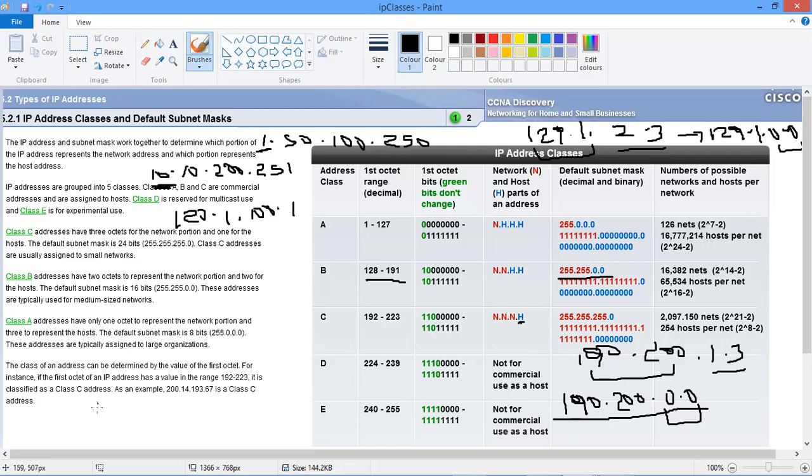Then class C is any IP address that starts from 192. Anyone that starts from 192 dot anything. As far as you start from 192, you can see 192.168.1.2, for instance. And the subnet mask is 255.255.255.0, meaning that the first 3 octets are for the network. So the network address of this particular IP address is 192.168.1.0. That means the host ID is 0. Then this is a network address.